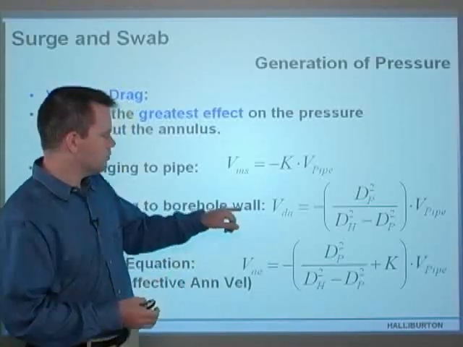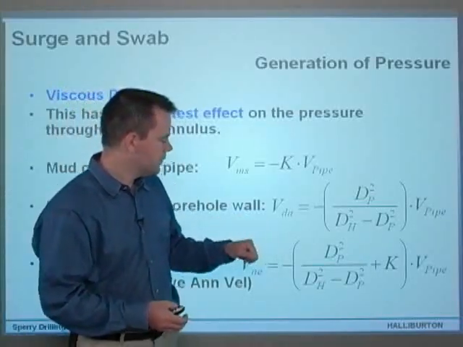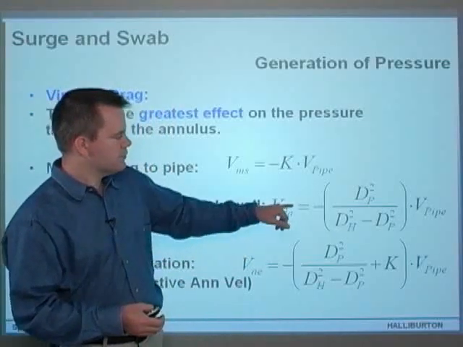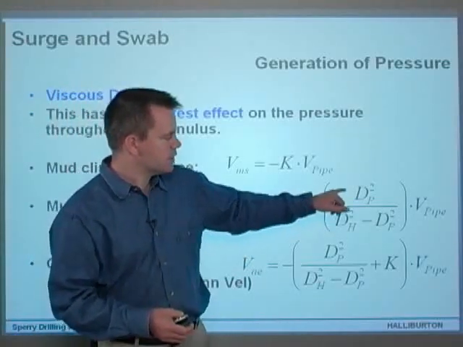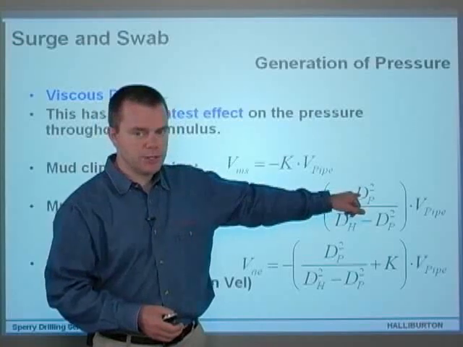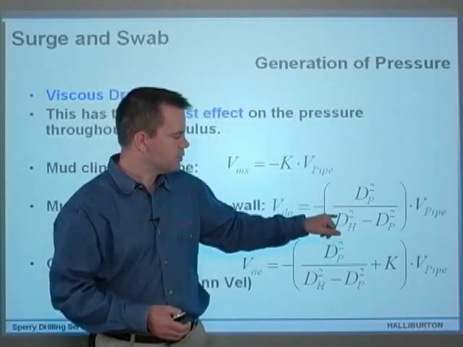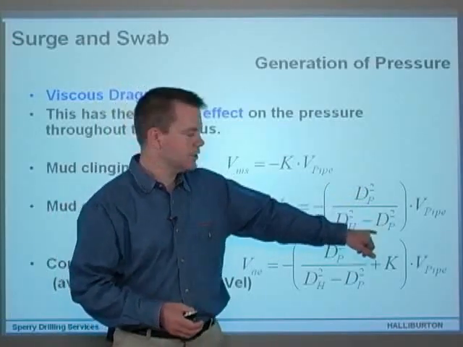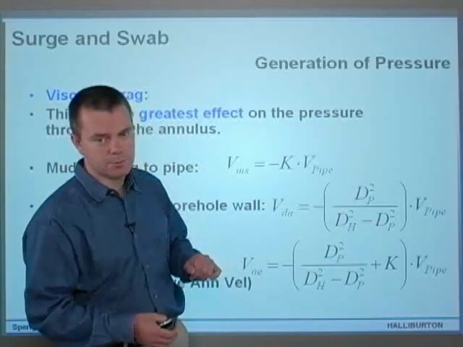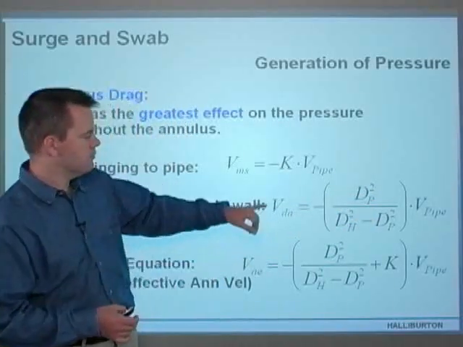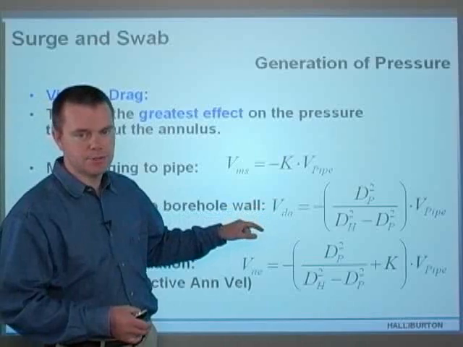So the mud clinging to the borehole wall is given by this equation. It's minus the square of the pipe diameter divided by the square of the hole diameter minus the square of the pipe diameter times the velocity of the pipe again. So this is the velocity of that mud in the annulus there.